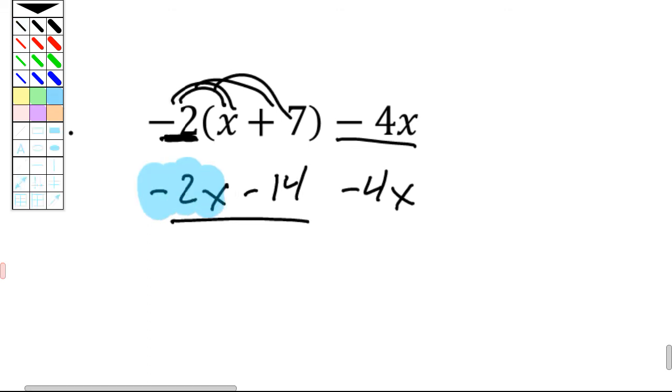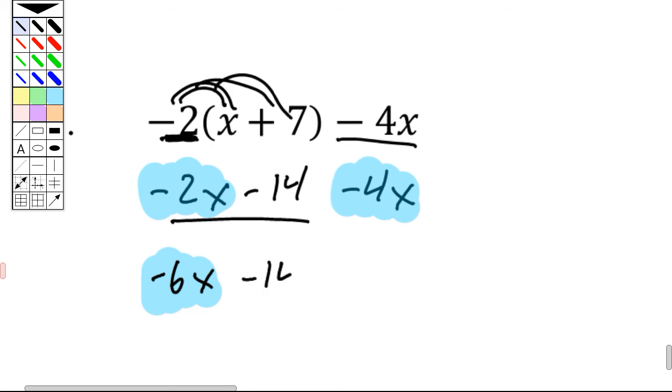Any like terms? A negative 2x. And I take away 4 more. Well, now I'm going to be in the negatives. Negative 6x. And what else is left over? My constant, negative 14.